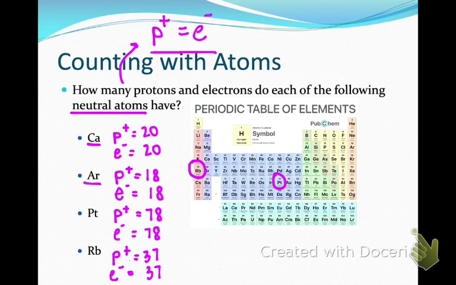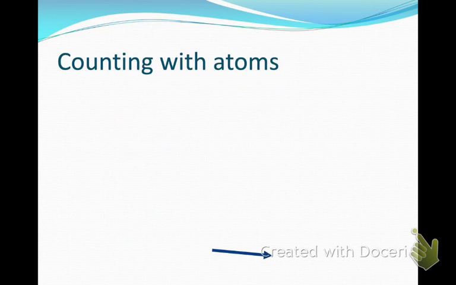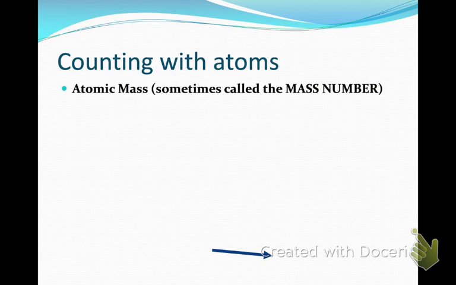So for all of these cases, them being neutral means that my protons and my electrons must be the same. I can always identify the number of protons based on the atomic number given to us on the periodic table. That whole number right there always tells me the number of protons in an atom. So we've got the ability now to find the number of protons and electrons in neutral atoms.